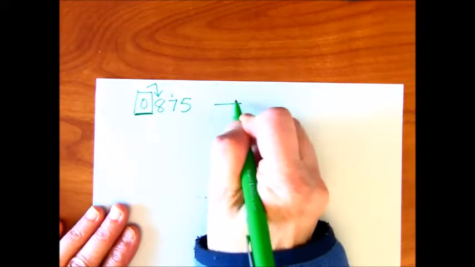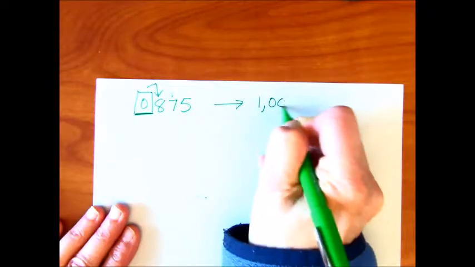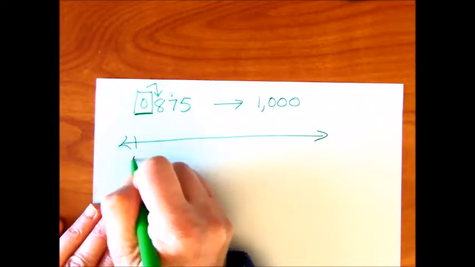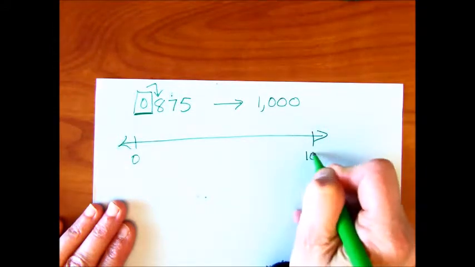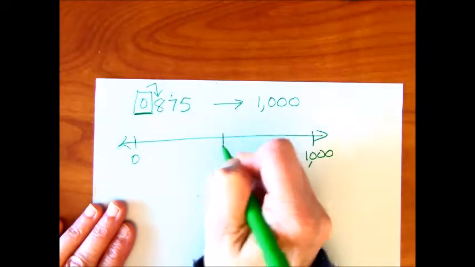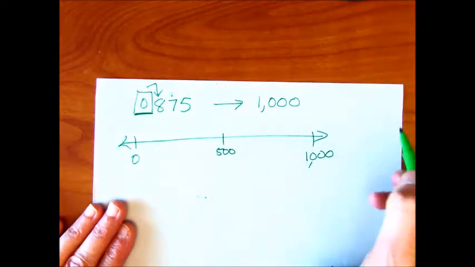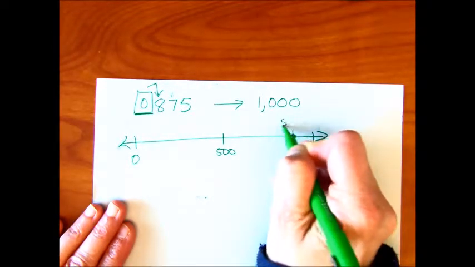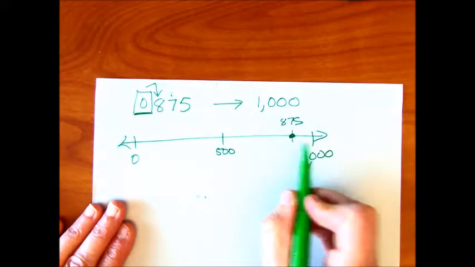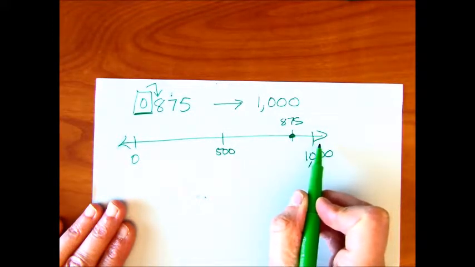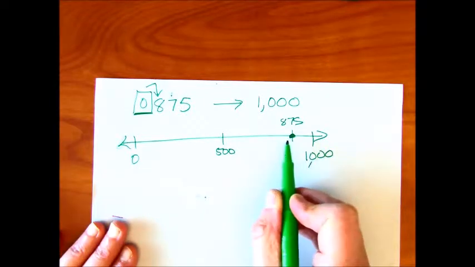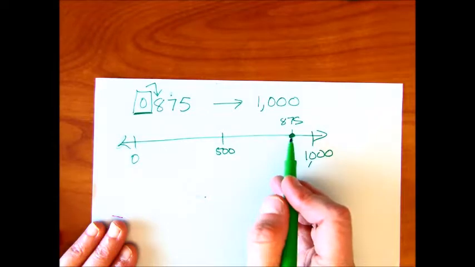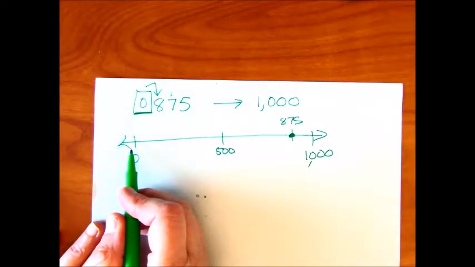So 875 rounds to 1,000. And again, if we want to put that on a number line, we've got 0 to 1,000, and the middle is going to be 500. And you can see that 875 is probably around here, and it's very close to 1,000. In fact, I think it's 125 away from being 1,000 versus being 875 from 0.